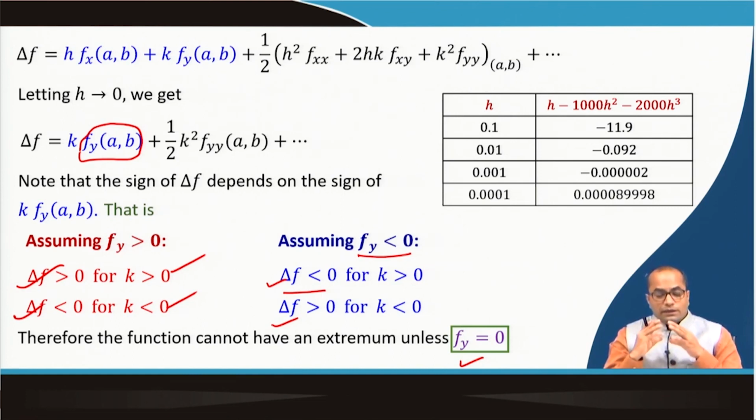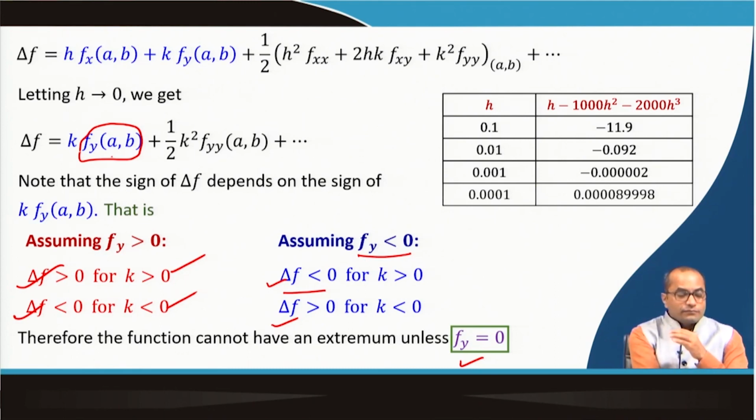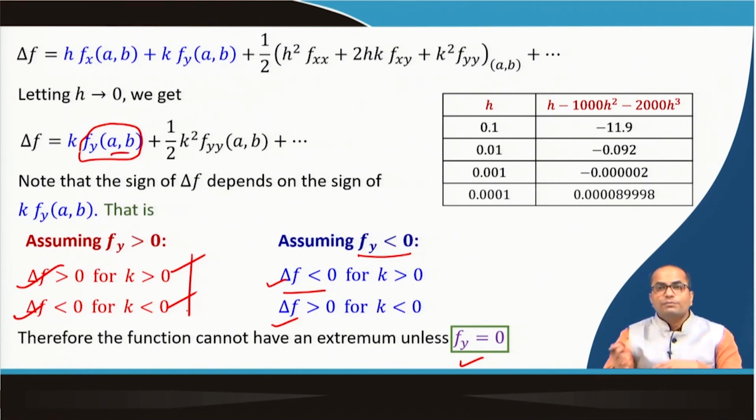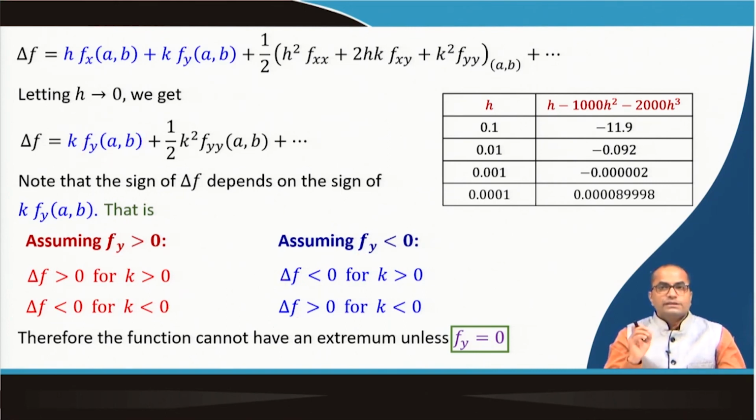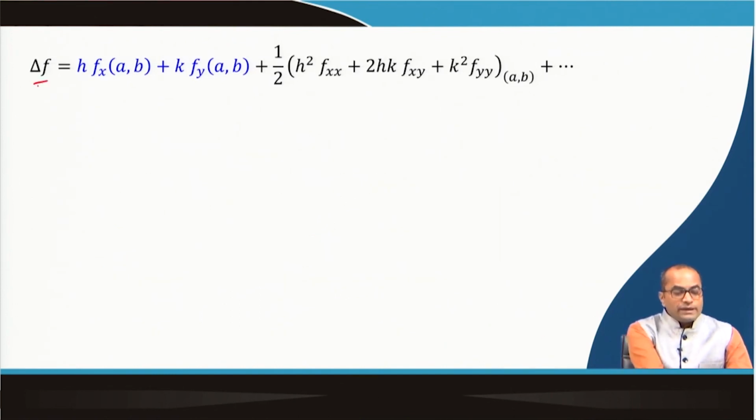So, if this (a, b) is a point of local extremum, in that case this f_y has to be 0, there is no other way, otherwise this will change sign and it will not be a point of local maximum or local minimum. So, to have this (a, b) a point of local extremum, f_y has to be 0, and here we are getting a necessary condition basically, that if (a, b) is a point of local extremum, then f_y has to be 0, and similarly we will realize that f_x has to be 0.